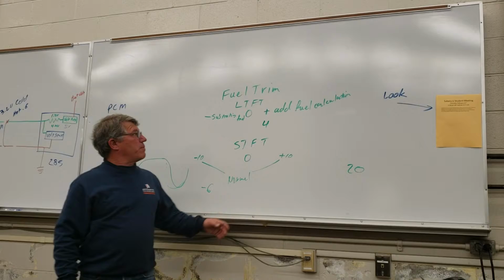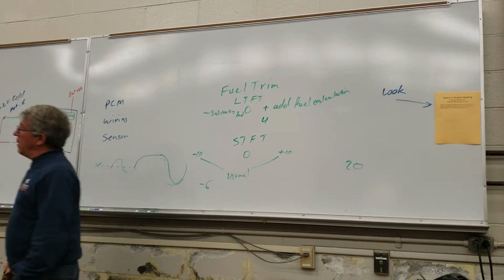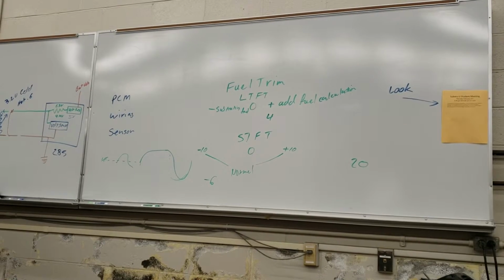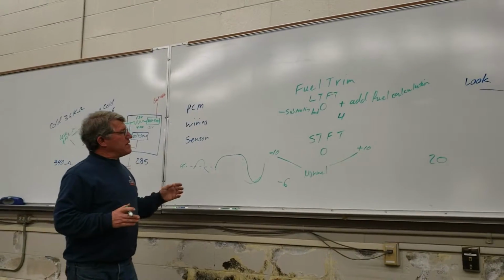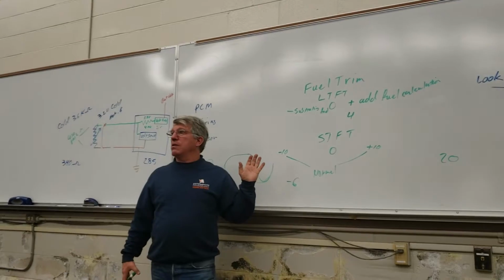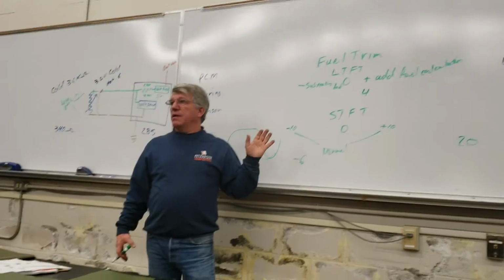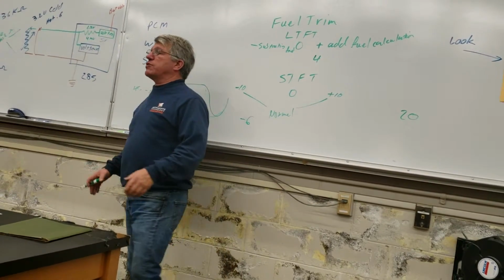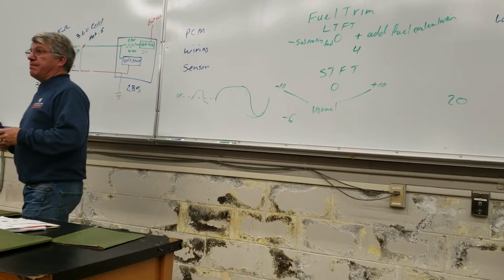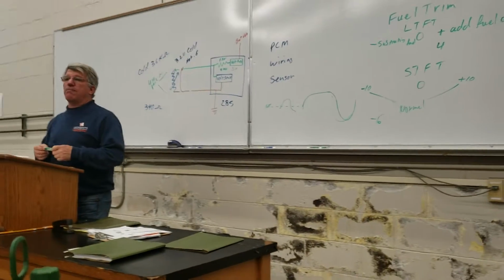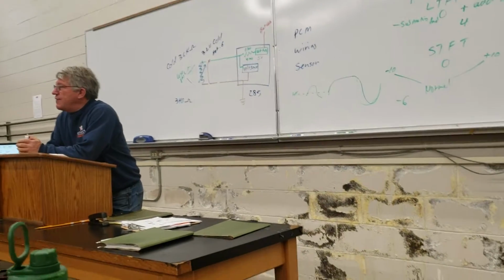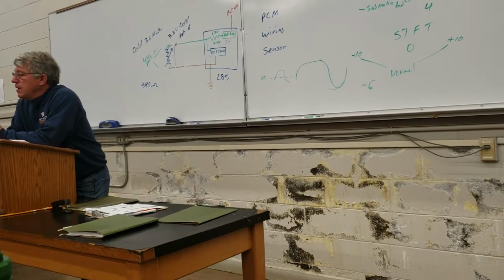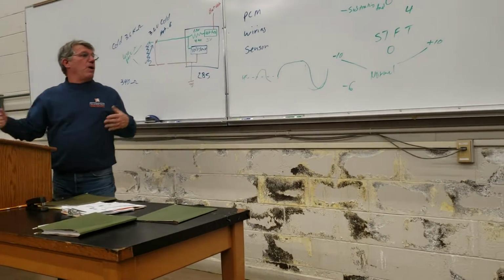$4 on long-term, 20 on short-term, oh, I'm concerned. We're adding way too much. If those numbers, remember, within 10 is normal. If you're hitting 20 on any of these numbers, you're going to start coding up. So you're going to start throwing a PO 171, PO 172, system lean or system rich. Okay. So just be aware of this.